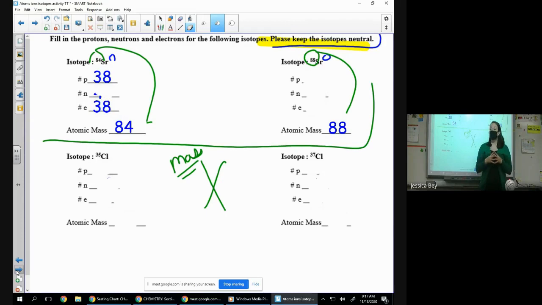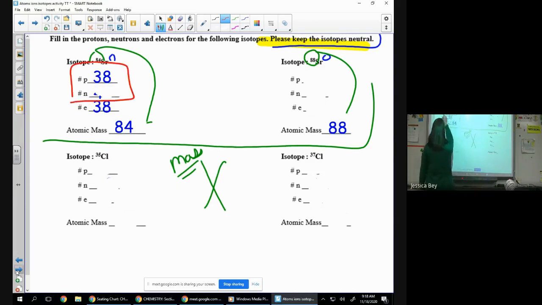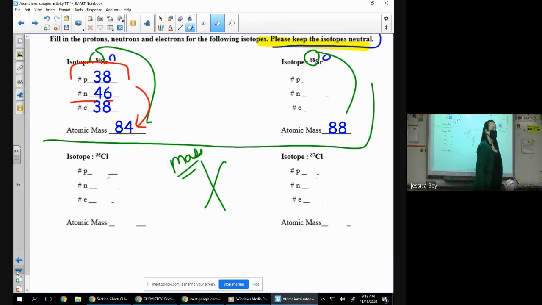Then, if I want to figure out how many neutrons I have, remember, these two numbers need to add up to that bad boy. So I would do in my calculator, 85 minus 38 gives me 46. That is 1 isotope of strontium. Now it's going to tell you you have the exact same thing, but it's an isotope of it that has a mass of 88. All I want to know is that you know what's different between those two things.